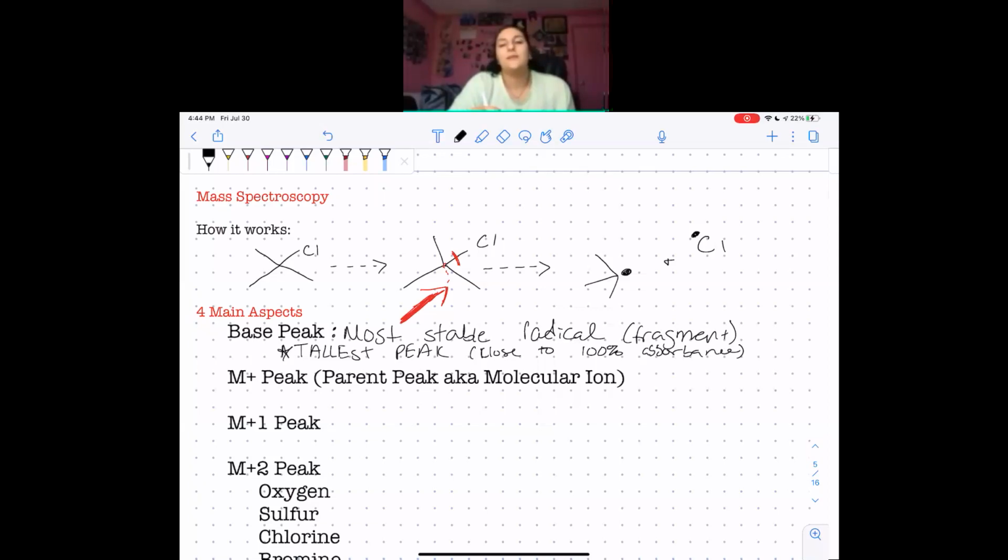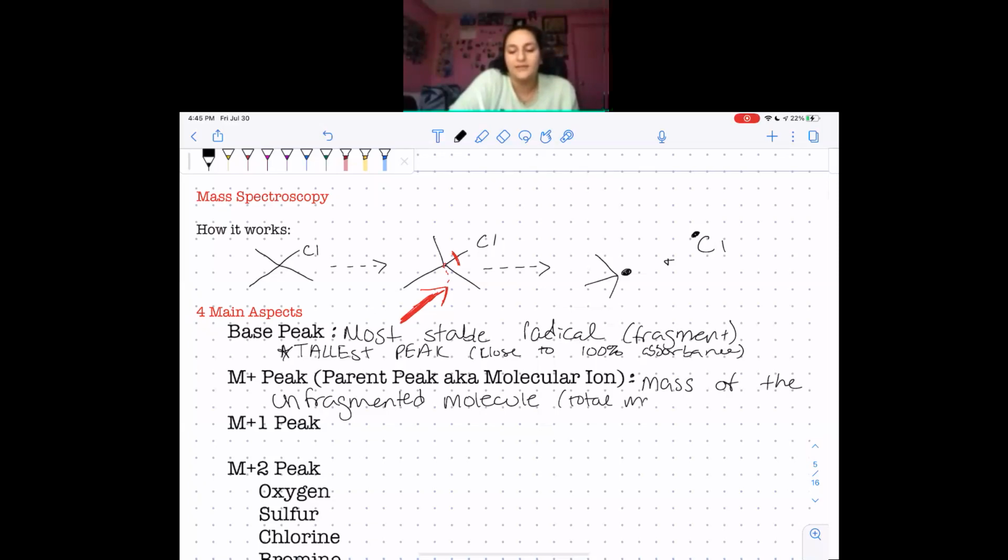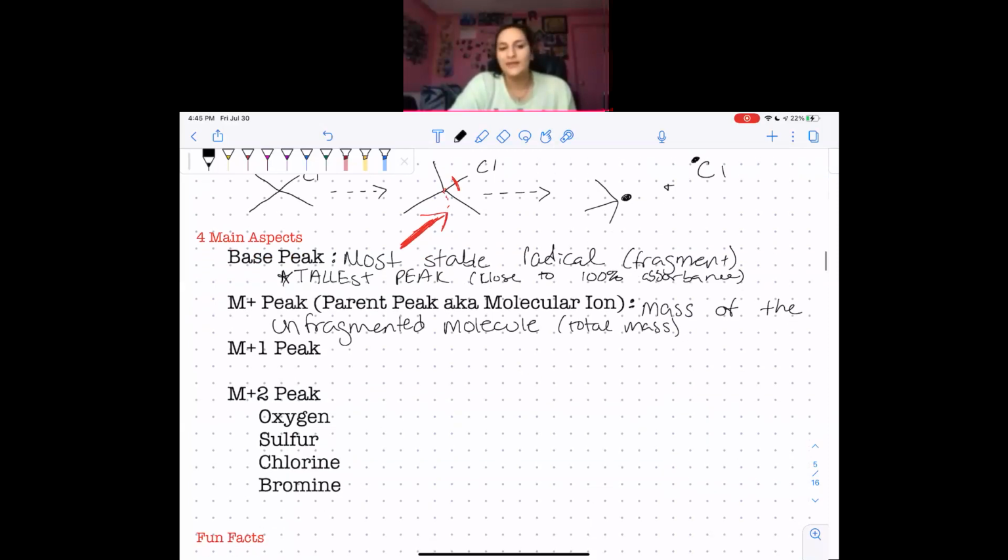Next up, we have the M plus peak, which is also called the parent peak, which is also called the molecular ion. And this is the mass of the unfragmented molecule, aka total mass of the compound. So the M plus 1 and M plus 2 peaks are just two peaks that come one after and two after the M plus peak. So that's why they're named like that.